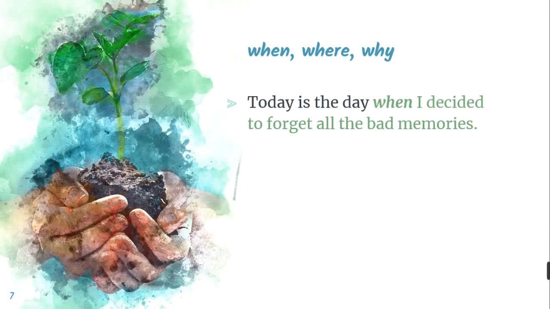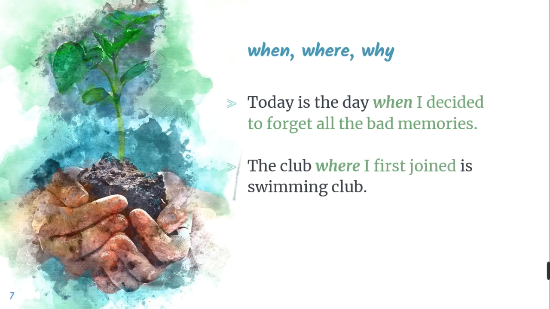Today is the day when I decided to forget all the bad memories. When I decided to forget all the bad memories here is a dependent clause to explain the day. Because the day is time, the relative adverb used is when. The next example is the club where I first joined is the swimming club. Here the relative adverb used is where. Where I first joined explains the club, referring to a place.